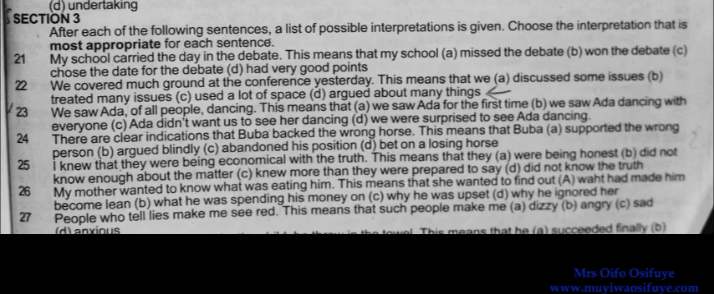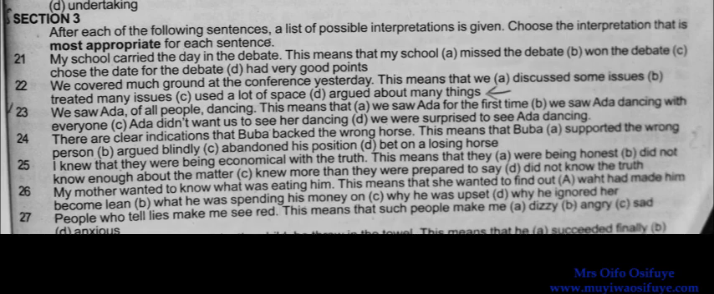Now, note what we are looking at in this particular section. We are looking at the interpretation that is most appropriate for the given sentence, and the given sentence is, my school carried the day in the debate. So what do you think would be the correct option? The correct interpretation of this particular sentence is option B. My school won the debate. So when they say my school carried the day in the debate, it means that my school won the debate. That is the correct answer to that question.